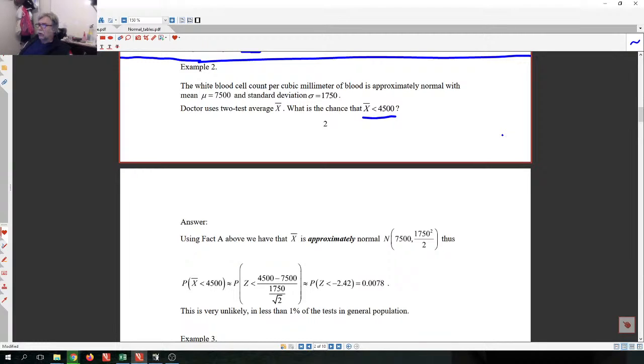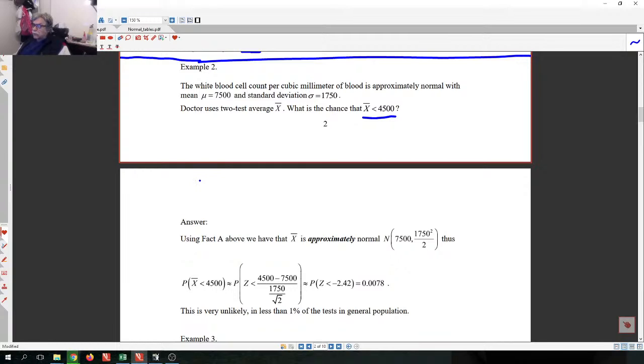People usually have a low white blood cell count if they have AIDS. So that's usually a consequence of HIV infection. All right, so something that you want to know, right? So what is the chance that this is going to be the case? The X bar is below 4,500, all right?